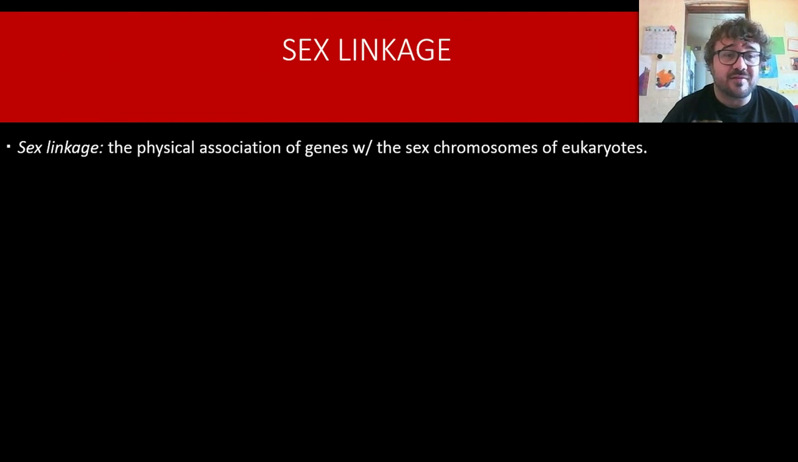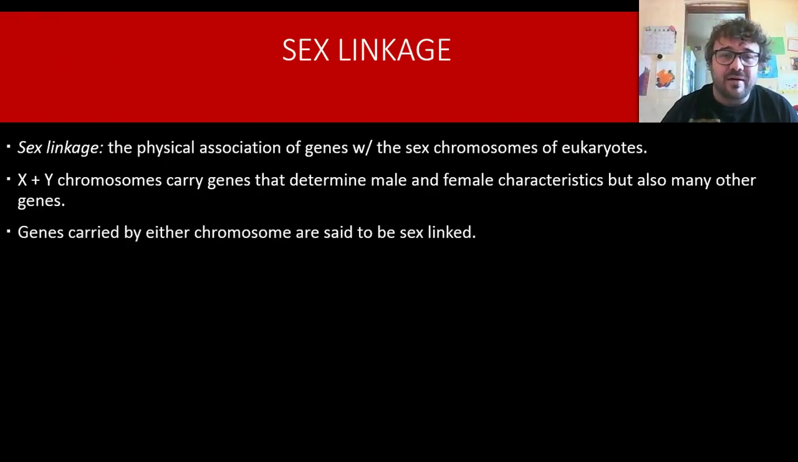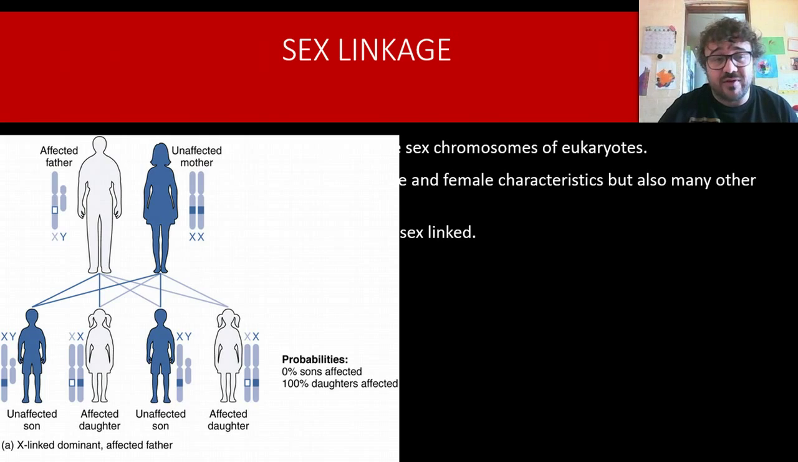So, what is sex linkage? Basically, it's the physical association of genes with the sex chromosomes of eukaryotes. So you're a eukaryote, and the sex chromosomes. So if a gene is on the X or Y chromosomes, they are sex linked. The X and Y carry the genes that determine male and female characteristics, but they also carry many other genes. Now, the genes which are carried by either chromosome are said to be sex linked. We've covered that already.